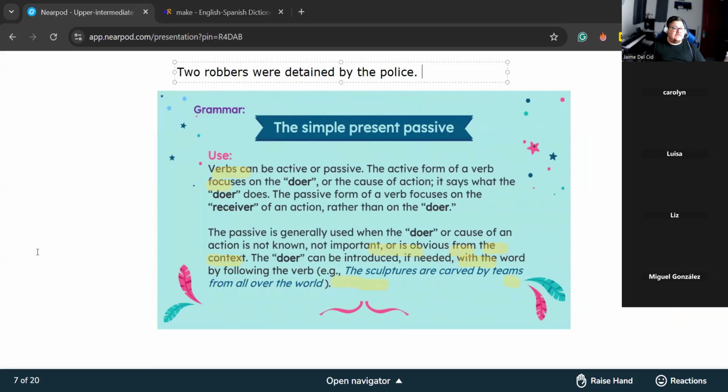Let's read this, and I'm gonna ask two people to help me reading. This is just like a summary of how to use the simple passive expressed with words. So I'm gonna ask two people. I'm gonna ask, let's see, Liz and Miguel. So Liz, can you help me reading the first paragraph? And Miguel, you're going to help me reading the second paragraph, okay? That's an explanation on how to use the simple passive.